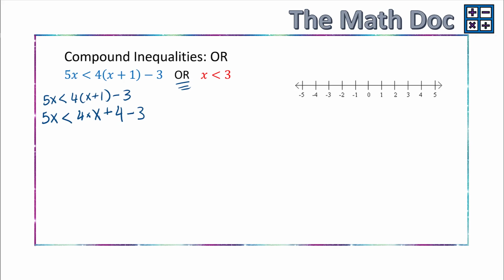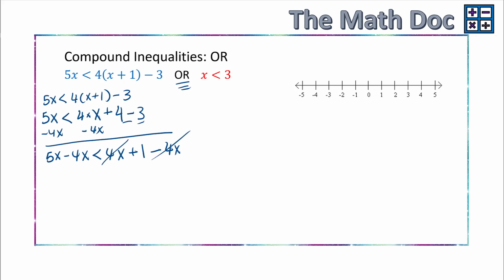Now again, we'd like to isolate our variable x, so let's subtract 4x from both sides so that we only have x's, the variable, on the left-hand side. So we have 5x minus 4x is less than 4x plus 1, right? We have 4 minus 3 minus 4x because we subtracted from both sides. So now these two 4x's cancel. On the left-hand side, we have 5x minus 4x that just leaves us with 1x, and that is less than 1. So we have x is less than 1.